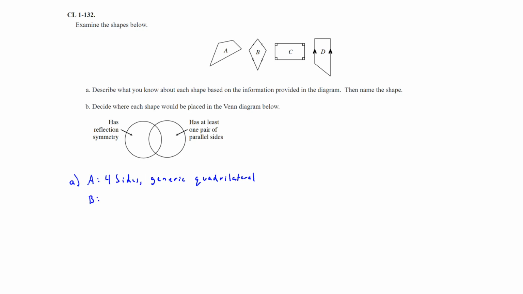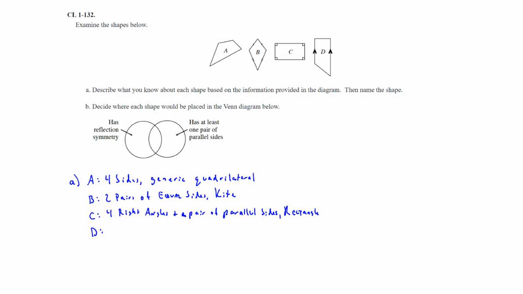On to shape B. Shape B has two pairs of equal sides, so that's a kite. Figure C, we have four right angles and a pair of parallel sides, so that makes it a rectangle. And then on D, we have four sides, so it's a quadrilateral, and it does have two parallel sides, therefore it's a trapezoid. So that takes care of part A, and then part B.